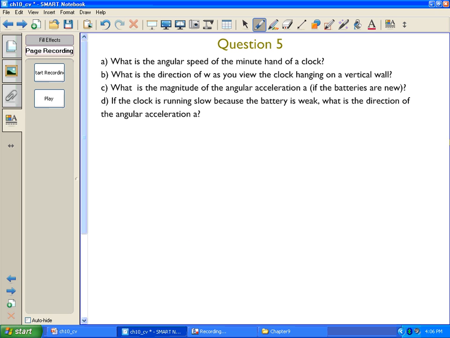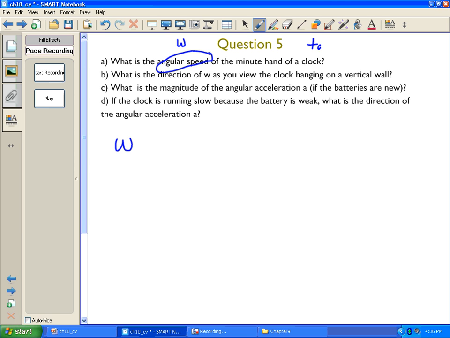Well, what they are asking us to determine is omega. And they don't want the direction because they only want the speed. Now, omega is the speed of rotation. That's what is meant by angular speed. So angular speed is omega.